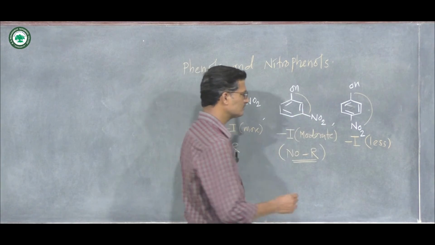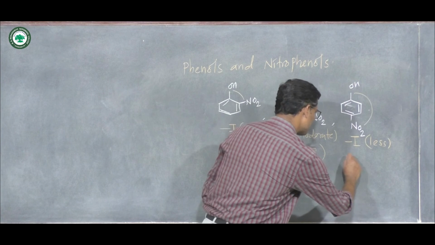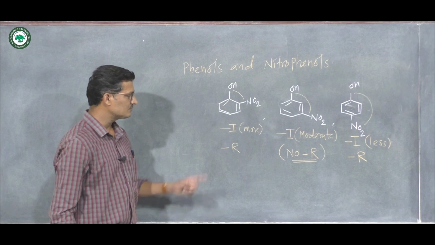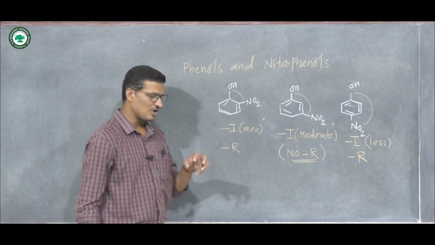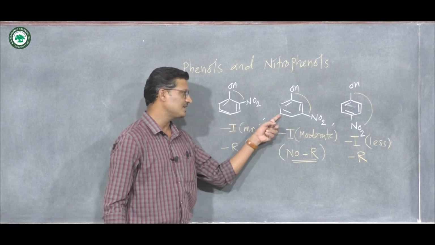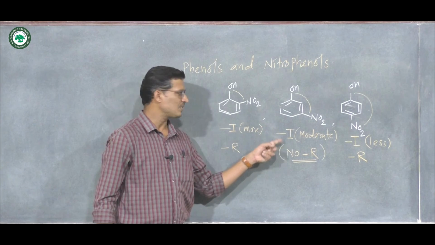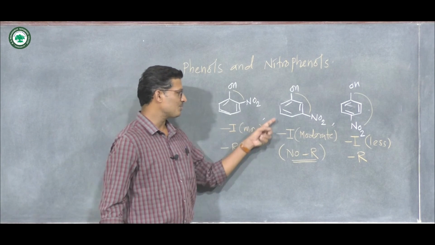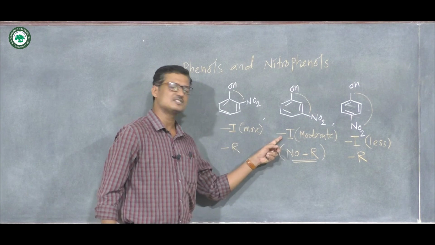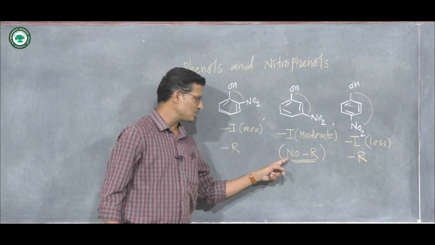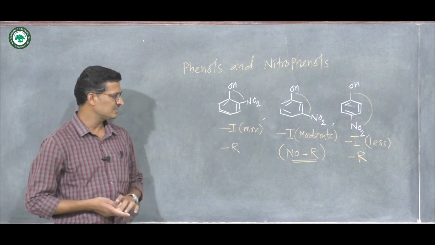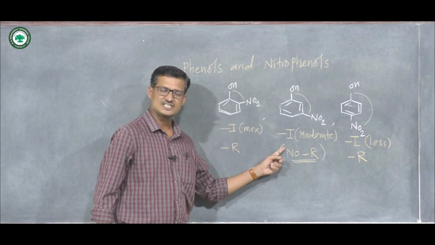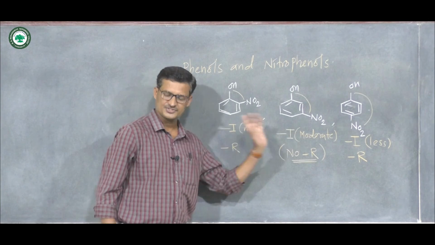When we think about paranitrophenol, there is a minus R effect there. So out of the three, which is the least acidic? Ultimately it is metanitrophenol. Why is metanitrophenol the least acidic? Because in metanitrophenol, there is only a minus I effect and no minus R effect, and that's why metanitrophenol is the least acidic out of these three.